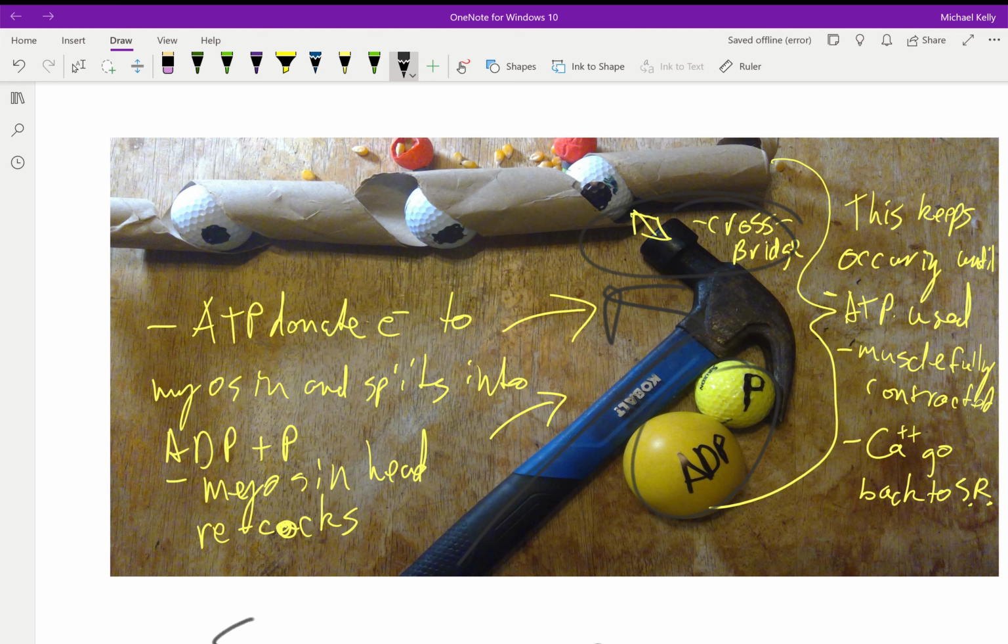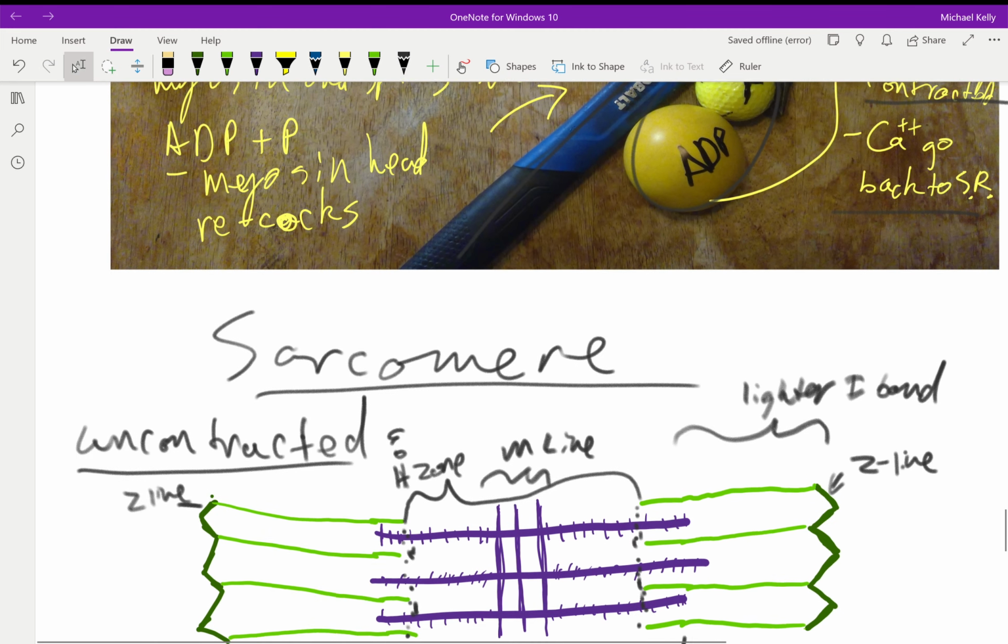and the cycle happens over and over and over again until all the ATP is used, the muscle is fully contracted, or the calcium goes back to the sarcoplasmic reticulum, and this actin thin filament goes back to its old form, and there is no more cross bridge, right?